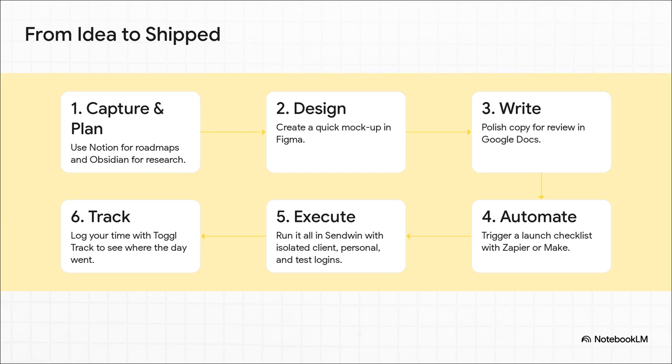So you get a spark of an idea. You capture it in Obsidian, and then you map out the project in Notion. You hop over to Figma for a quick design, then you polish up the marketing copy in Google Docs for your client to review. A Zapier automation fires off your launch checklist.